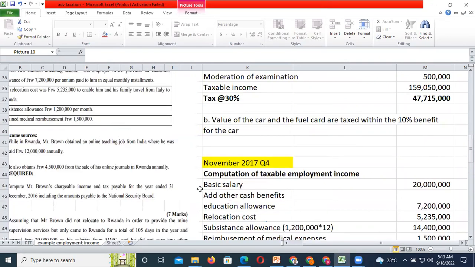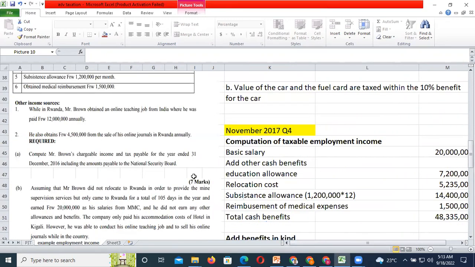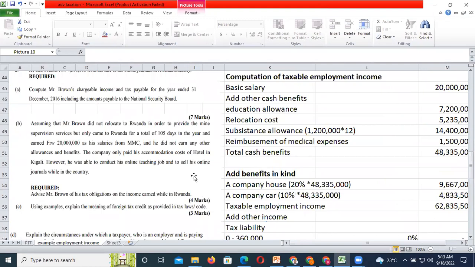So the last part of the question on this part is part B. Part B says, assume that Mr. Brown did not relocate to Rwanda in order to provide the mine services, but only came to Rwanda for a total of 105 days in the year and earned 20 million as his salaries from MMC and did not earn any other allowances and benefit. The company only paid his accommodation cost of hotel in Kigali. However, he was able to conduct his online teaching and to sell his online journal while in the country. Advise Mr. Brown of his tax obligation on the income earned while in Rwanda.